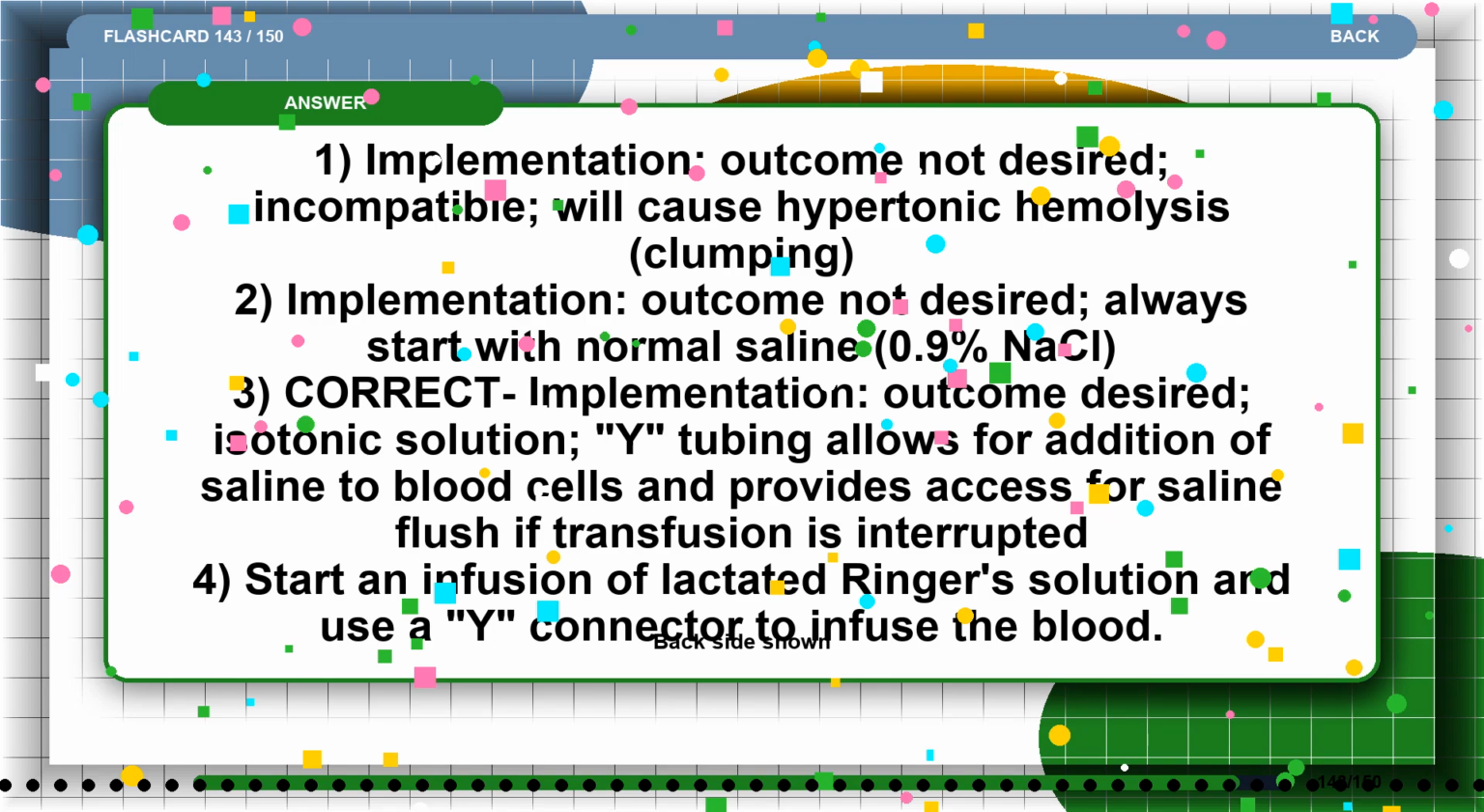The answer is 1. Implementation. Outcome not desired. Incompatible. Will cause hypertonic hemolysis and clumping. 2. Implementation. Outcome not desired. Always start with normal saline, 0.9% NaCl. 3. Correct implementation. Outcome desired. Isotonic solution. Y tubing allows for addition of saline to blood cells and provides access for saline flush if transfusion is interrupted. 4. Start an infusion of lactated Ringer's solution and use a Y connector to infuse the blood.